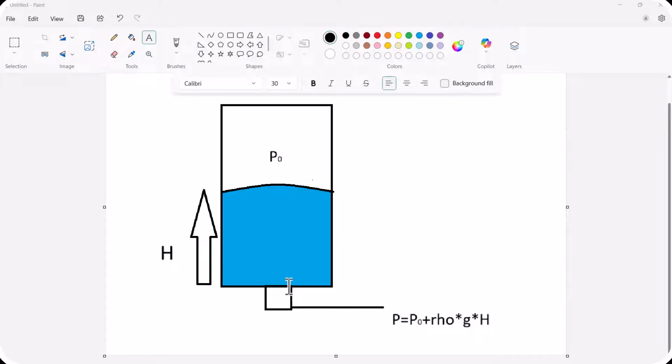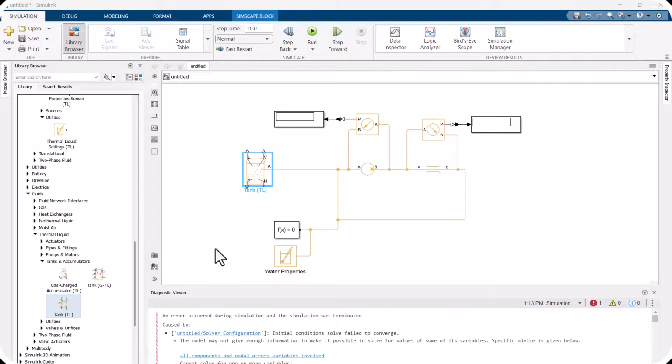I set the inlet of the tank at the bottom of the tank. So the pressure at the inlet of the tank is going to be equal to P0 plus rho GH. P0 is the gas pressure above the water level, and rho GH is the pressure caused by the water column. This is the equation that MATLAB is going to solve. It asks for P0, rho, G, and H, and I'm going to enter all of them one by one.